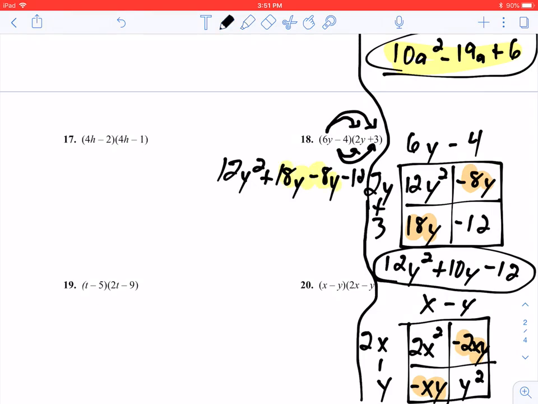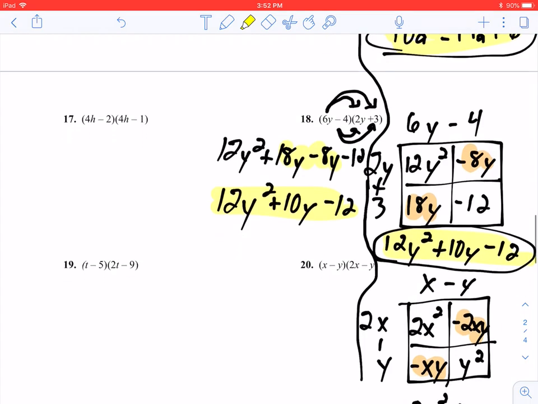Like terms, 12y squared, and then the 18y minus 8y becomes 10y. And then the minus 12 drops down. There's our final answer. And it matches perfectly with what we got using the box method.